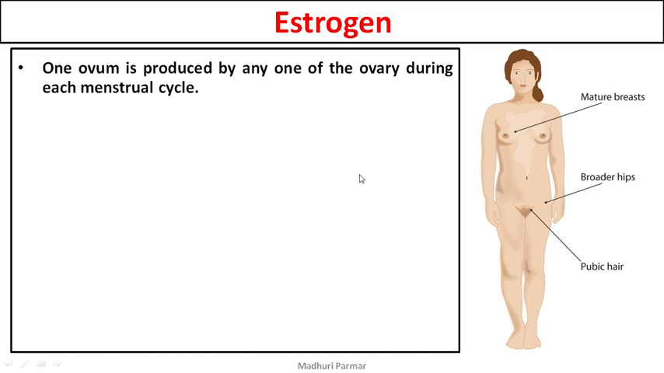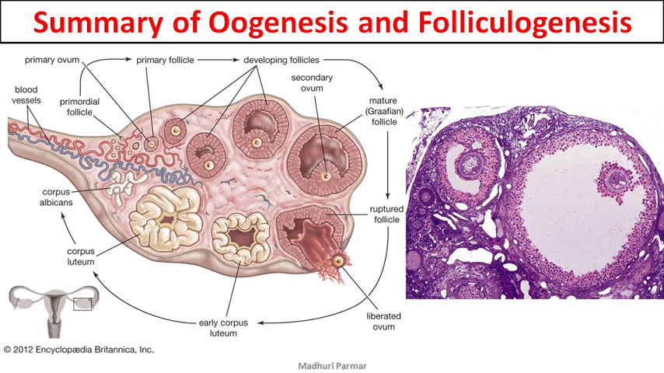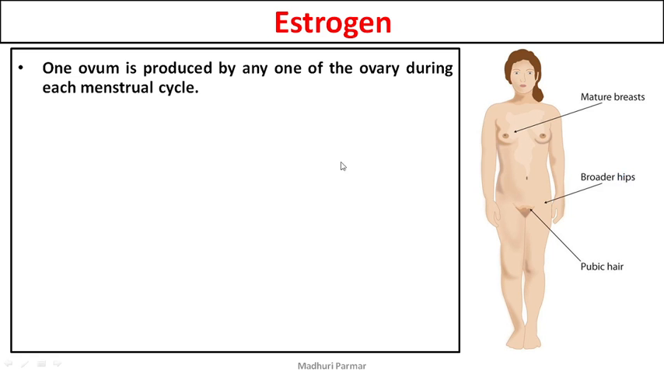Now talking about the hormones. So one ovum is produced by any ovary, okay, any one ovary during each menstrual cycle. तो ये बात आप समझ लो कि हर menstrual cycle या हर महीने any one ovary will release only one ovum. तो ये egg cell एक ही release हो रहा है, ठीक है. Okay.